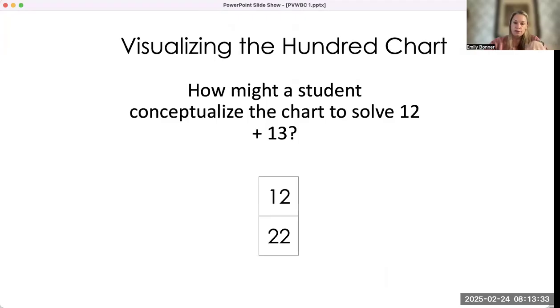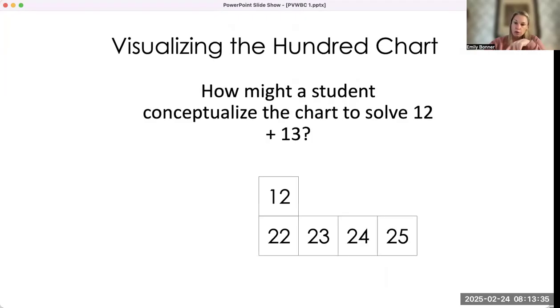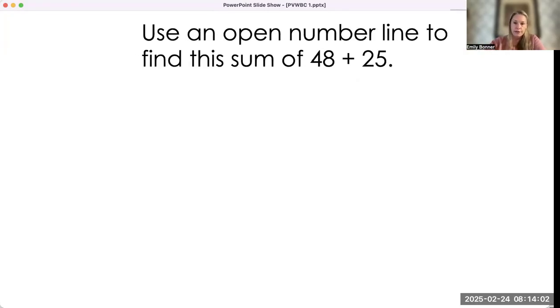Okay, so thinking about conceptualizing the problem 12 plus 13, it might look something like this. So they're going to start at the 12, add 10, and then add 3 more. And you have to be a little bit careful with this because you don't want it to wrap around to the next row. That makes it a little more confusing, but this is a nice type of problem to give students practice with the hundreds chart. And again, the benefit is that it trains our brain to do those jumps by 10, like we see in the standard place value that we use in numbers, right? So this builds that foundation as well and helps students build fluency around that.